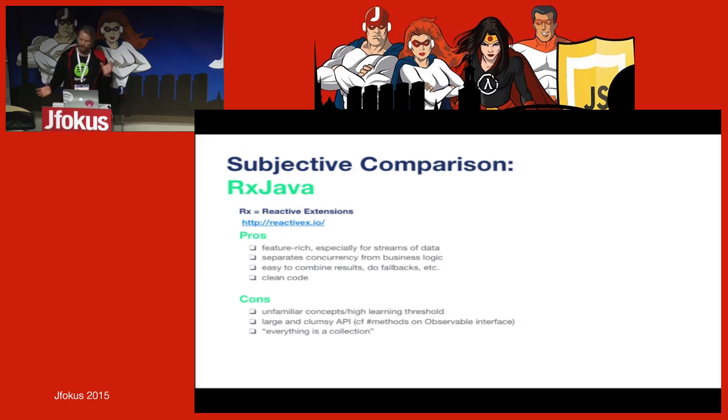And it's really easy to combine results and do fallbacks. I didn't show you that, but there are methods. So if this observable fails, then return this instead, and so on. Code is clean, I think.